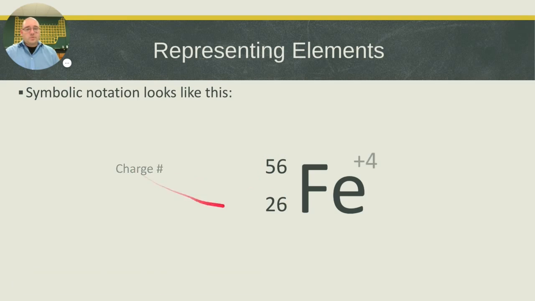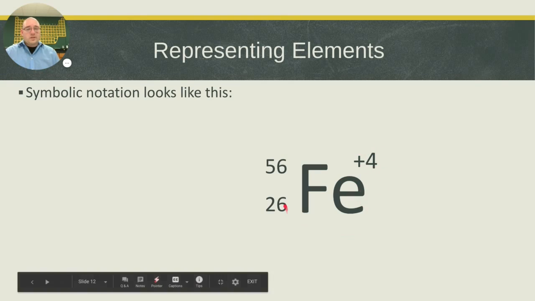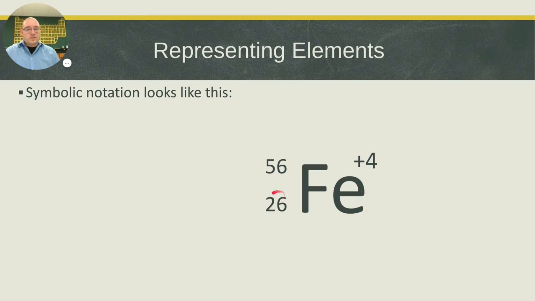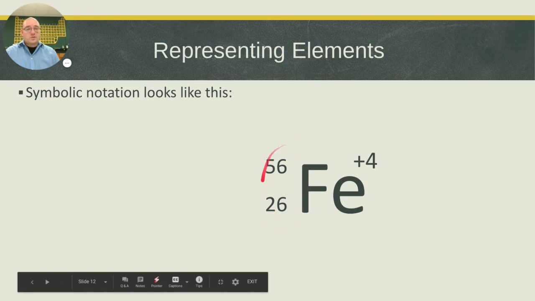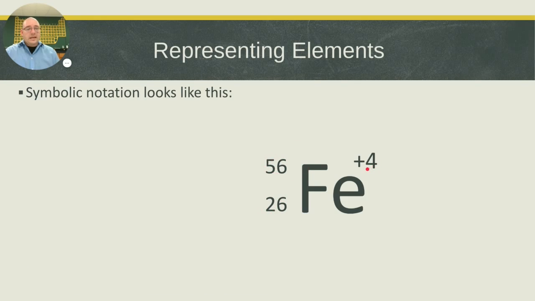And then you have the charge number, which would be written over here. Now, if the charge is 0, we don't write it. So if there's nothing written here, then it's a neutral atom. So what this means is I have 26 protons, because that's the atomic number. 56 is the mass. So if I want to find the number of neutrons, it's 56 minus 26, which is 30. So this has 30 neutrons. And the charge is plus 4.